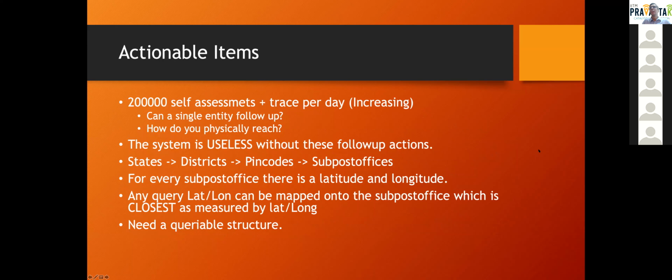Right. Now we have a lot of data, right? Now we have to make some use of this. So I'm coming to the use and inference part. We were getting some 200,000 self-assessments plus trace per day, and even today. Can a single entity follow all these self-assessments up? Can I have a single entity who can make 200,000 calls saying, how are you, what is happening, etc.? Somebody says, I have a cough. You have to go test. How do you physically reach them?